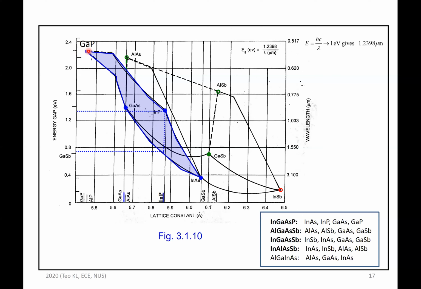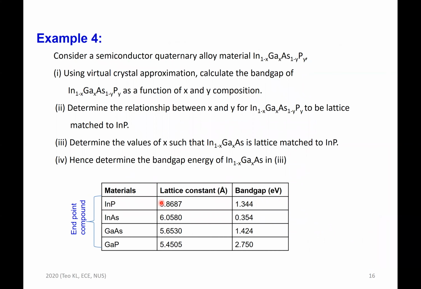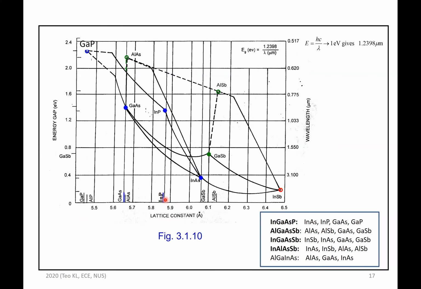So let's say I grow indium gallium arsenide phosphide on an indium phosphide substrate. Basically I will look at the lattice constant. This is the lattice constant of indium phosphide, and to be more accurate, that value is 5.8687. So at this point it is 5.8687.